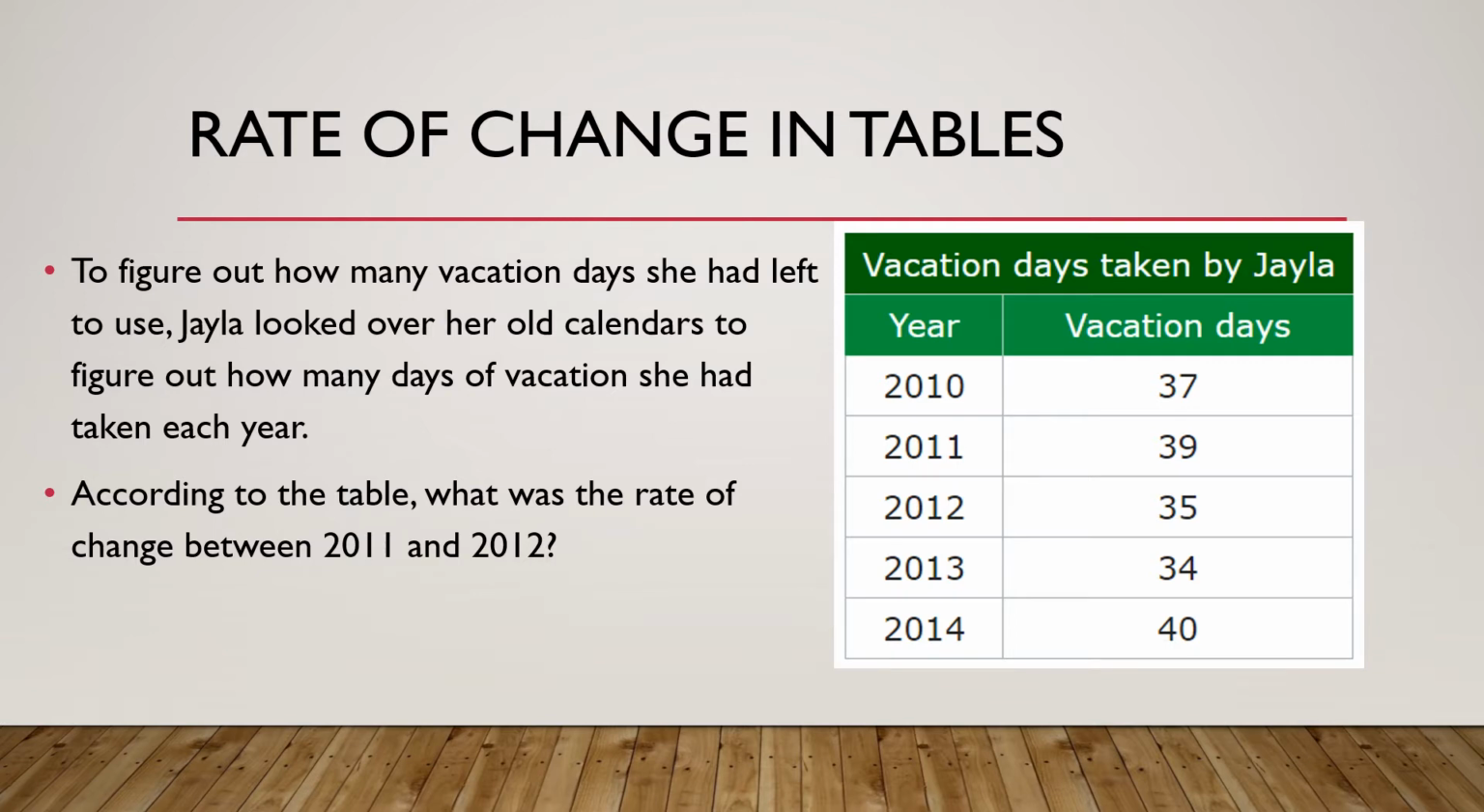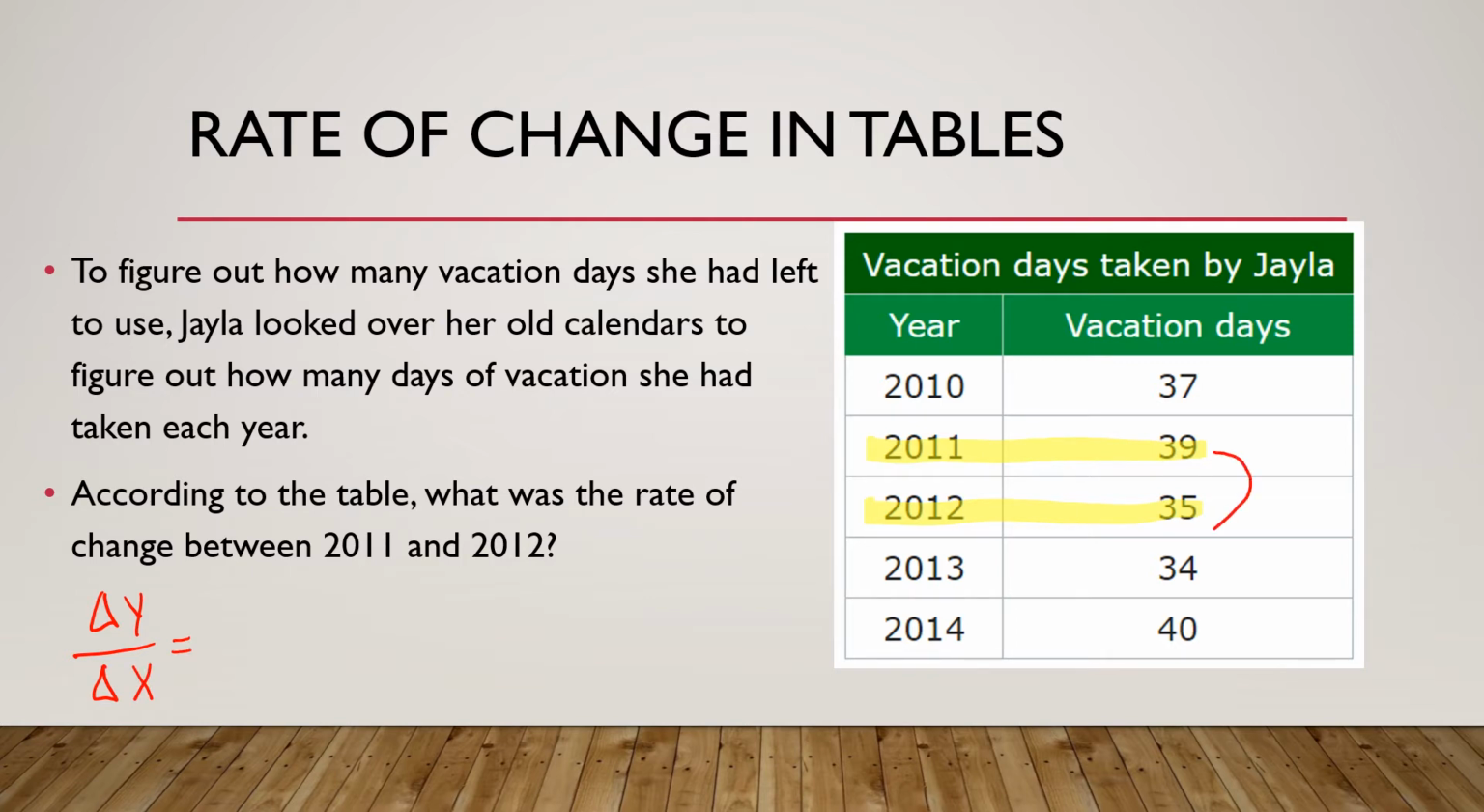Pause your video and try this one on your own. To figure out how many vacation days she had left to use, Jayla looked over her old calendars to figure out how many days of vacation she had taken each year. According to the table, what was the rate of change between 2011 and 2012? So from 2011 to 2012. And we're doing the change in our y over the change in x.